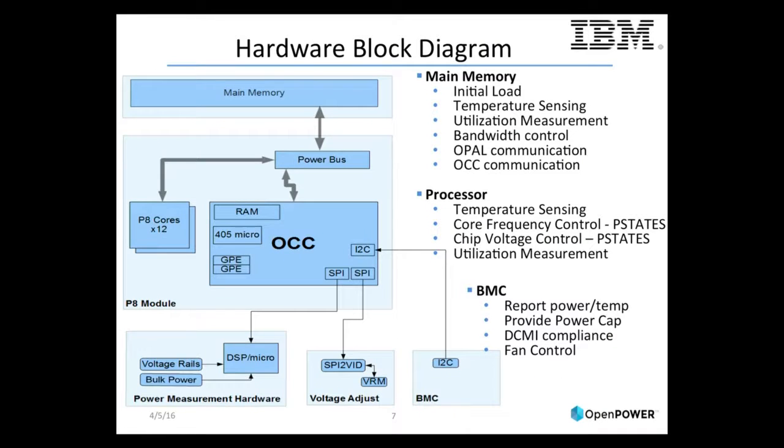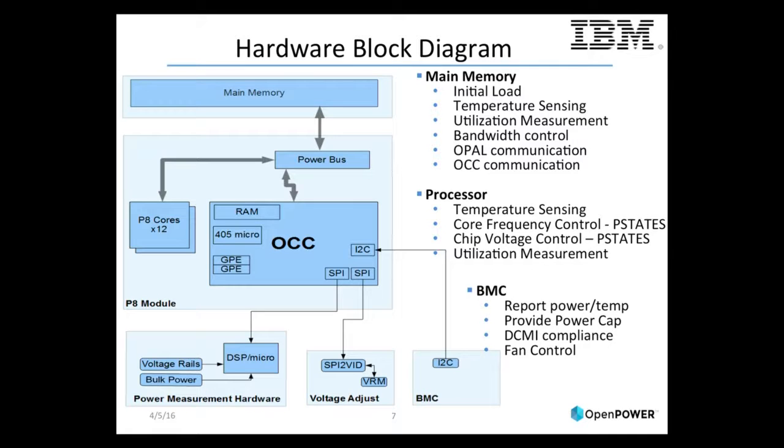So another view again of the OCC. This is the P8 module. And of course, I've blown up the OCC for effect, but you can see it's right here on the die with the other cores, and it has access to that power bus. That's the main fabric bus of your system. Because it's on that bus, it can do anything.